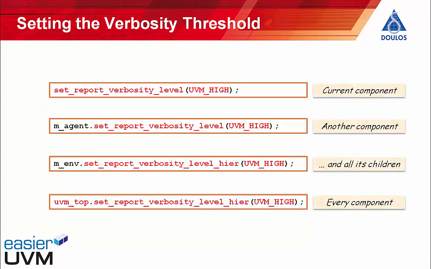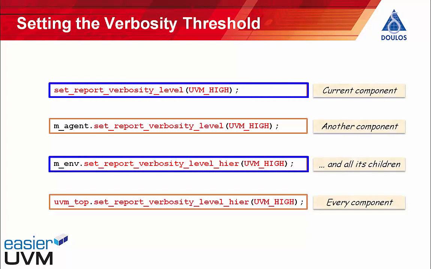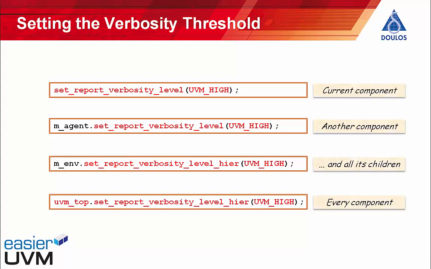We set the verbosity threshold, that's the threshold at which info messages are actually written out, by making a call to one of two methods, set_report_verbosity_level or set_report_verbosity_level_hier, and we'll see there are other variations on these methods as well. All of these reporting methods are methods of the class uvm_component. Well, strictly speaking, they're methods of the class uvm_report_object, which is a base class of uvm_component. So when you call a method like set_report_verbosity_level, it actually applies to a particular component. If you just call set_report_verbosity_level, that would apply to the current component, but you can explicitly call the methods of other components.